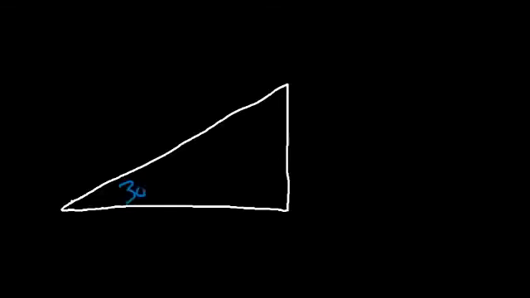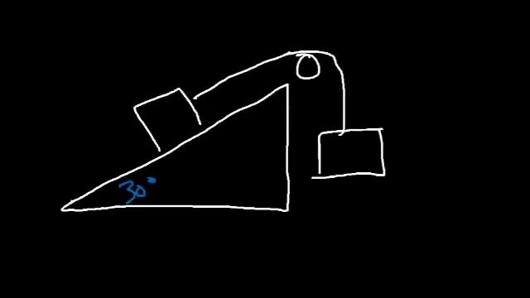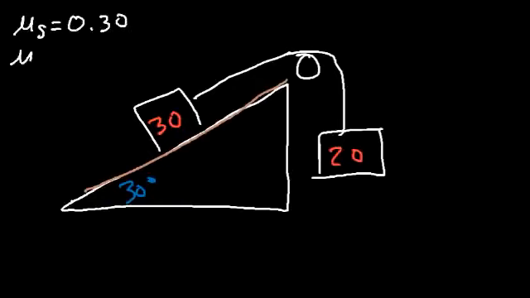Now let's say we have a 30-degree angle, a 20-kilogram block, and a 30-kilogram block. But this time we have friction along the incline. So let's say there's friction here. And let's say mu s is 0.30 and mu k is 0.10. So will the system remain at rest, or is it moving? And if it's moving, what direction is it moving to?